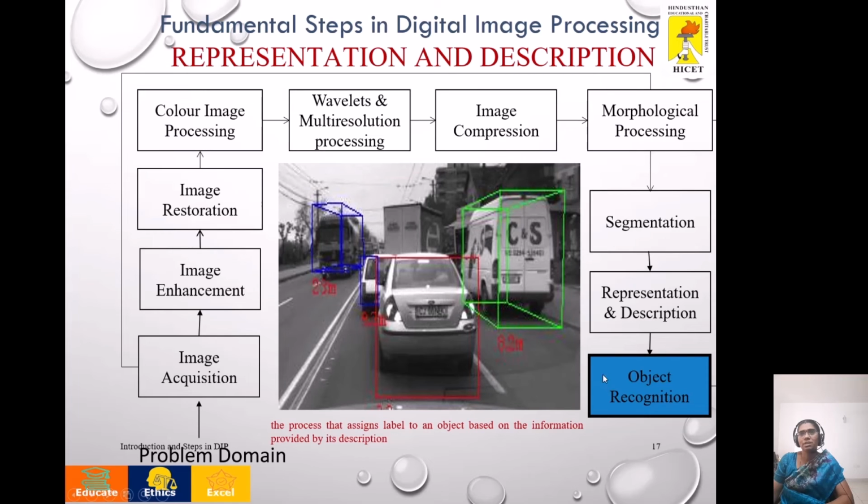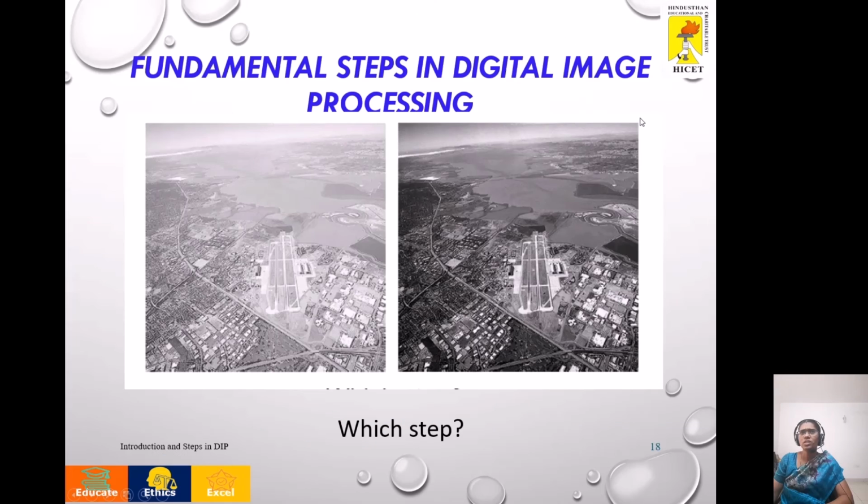So the final step is object recognition. Object recognition is performed well only after completion of various steps. Not all the steps are necessary, but some steps are essential. Acquisition, enhancement, restoration, segmentation, representation, and object recognition are essential. Whereas color image processing, wavelets and multi-resolution, image compression, and morphological processing vary according to the application. So now we have seen various types of steps involved in digital image processing.